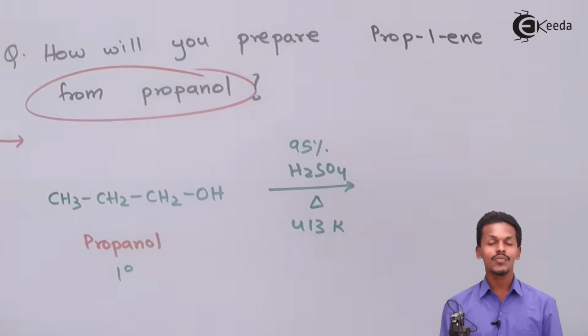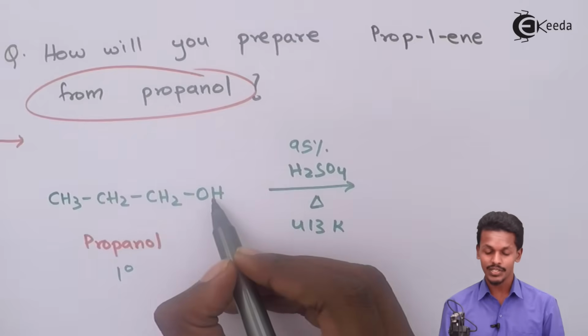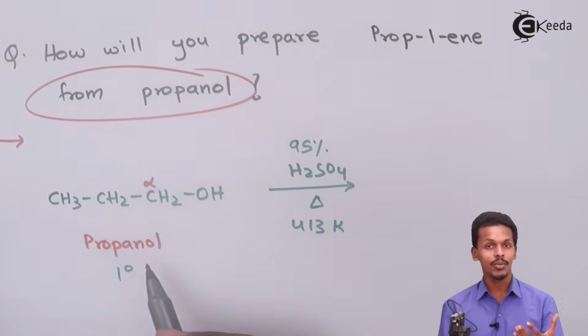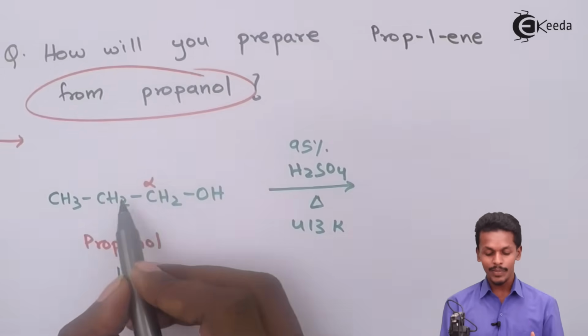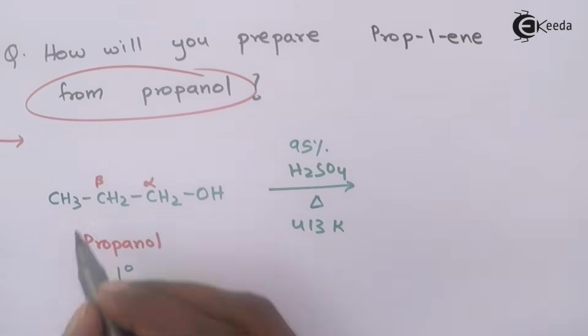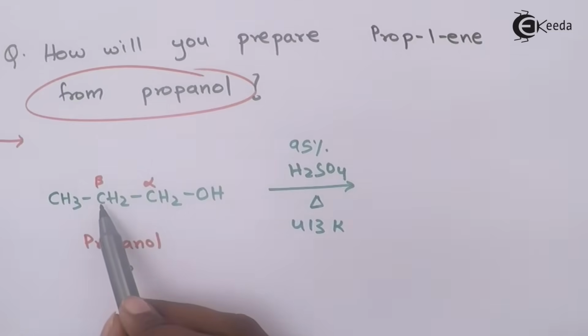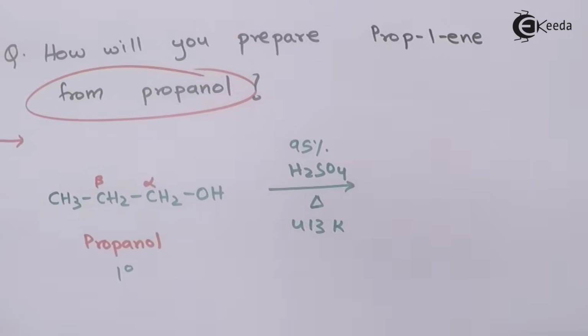And now the elimination would take place with the beta elimination. As you can see, this carbon is attached to the OH, so it is called the alpha carbon atom, while the carbon atom attached to the alpha carbon atom is called beta. In this case the OH will be removed from here, while the H will be removed from the beta carbon, that is, the beta hydrogen will be eliminated.